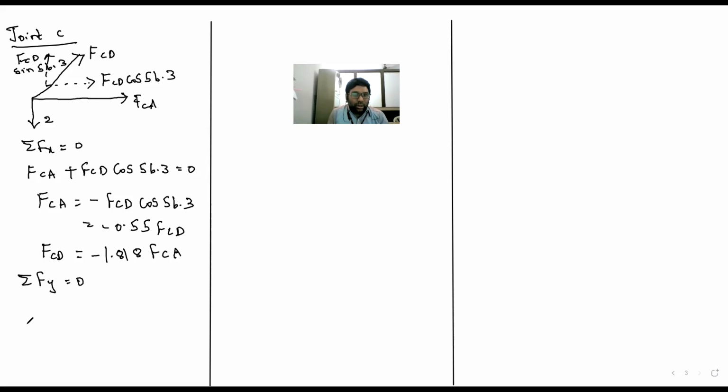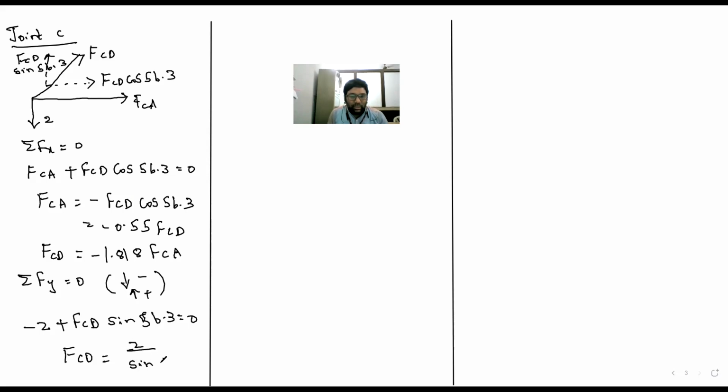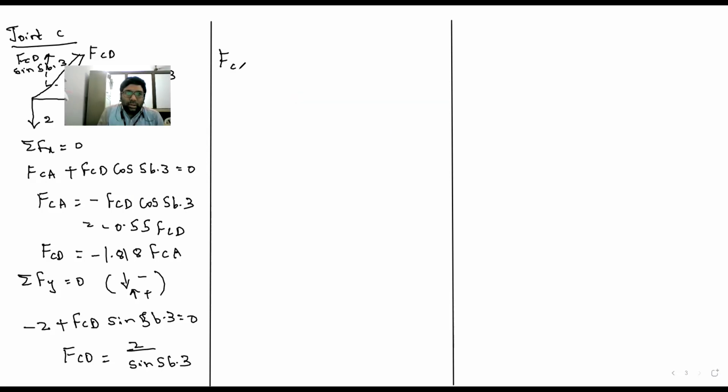Now sigma Fy is equal to 0. Downward is negative, upward is positive. Minus 2 plus FCD sin 56.3 is equal to 0. So FCD is equal to 2 by sin 56.3, that is 2.4 kilonewton. Tension or compression? It is tension.